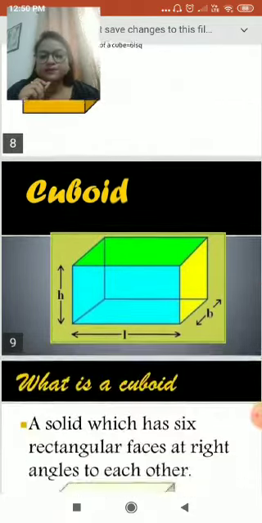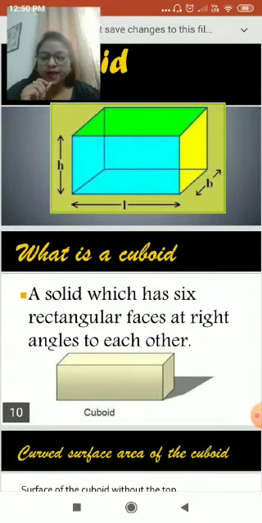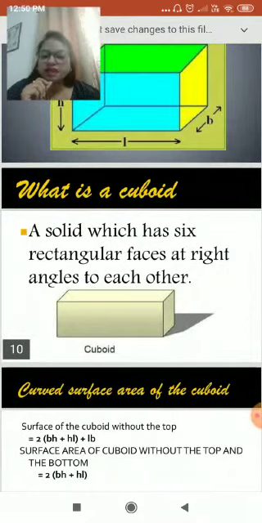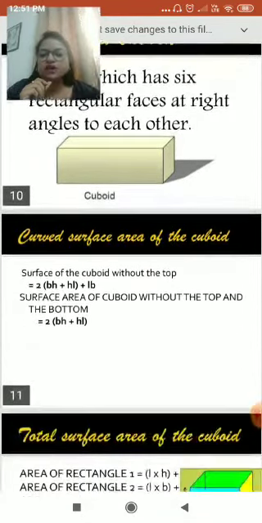Then comes the second figure, that is the cuboid. The cuboid is the three-dimensional figure of a rectangle. You must have seen a rectangle. So many rectangles combined together make the cuboid. A solid which has 6 rectangular faces at right angles to each other is said to be a cuboid.